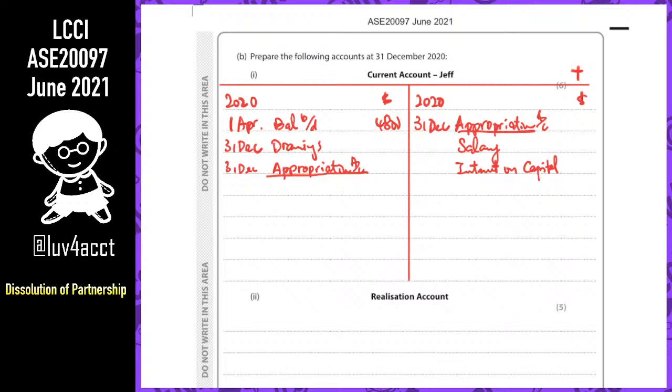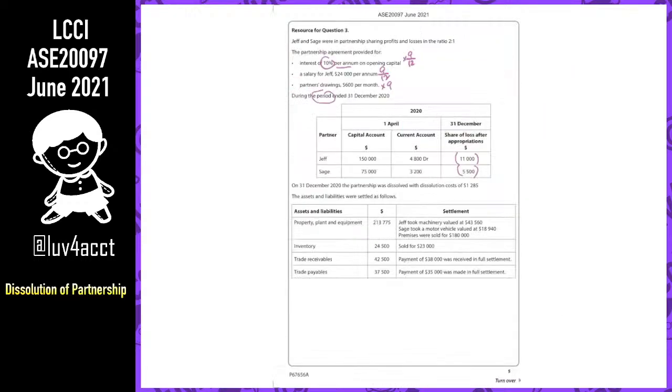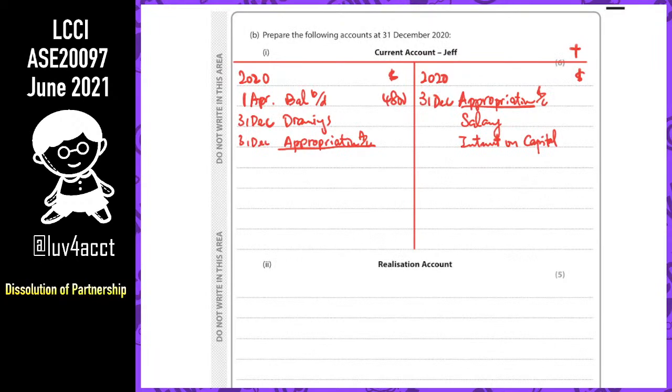Do you have interest on drawings? No? Okay, no interest on drawings. But then you still have one thing, that is your share of loss. So after this, you will have your closing balance. But then this balance will no longer be brought down to the next period, because it will go into your capital account.